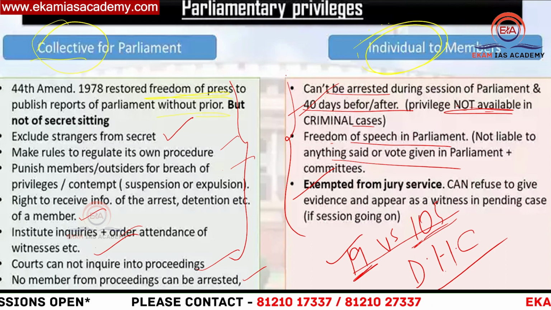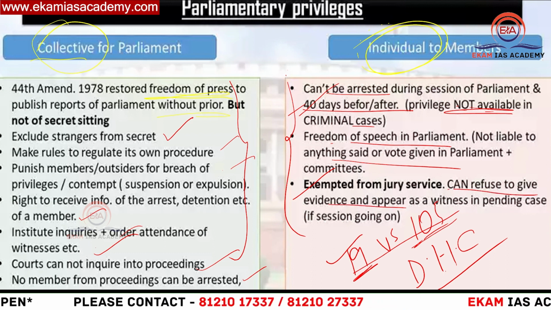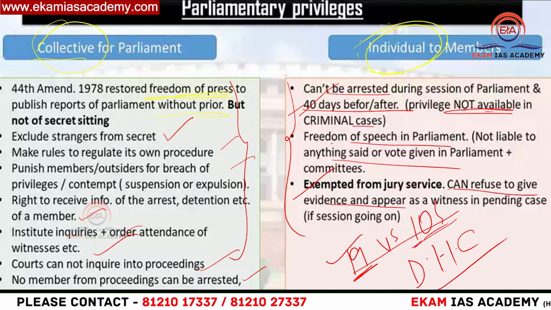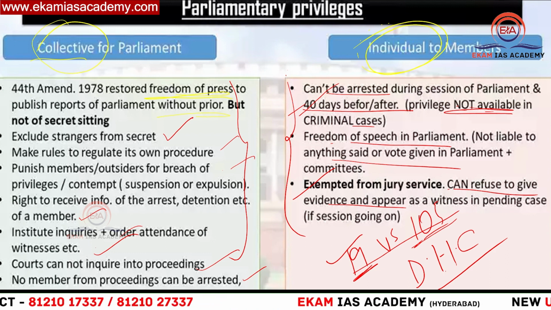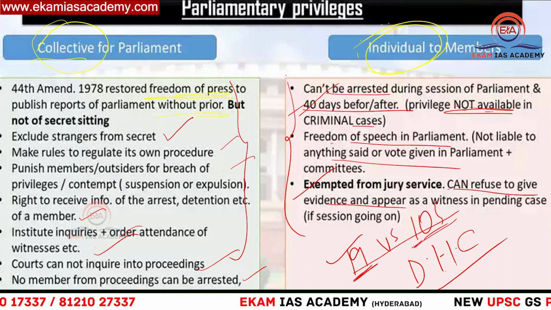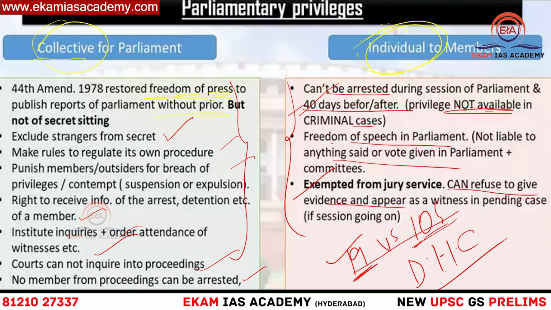And exempted from jury service, that means they can be refused to be called as evidence before the court in case of any case. If they are part of evidence, they can even be exempted from jury service. This is an individual privilege there for the member of Parliament and legislature.